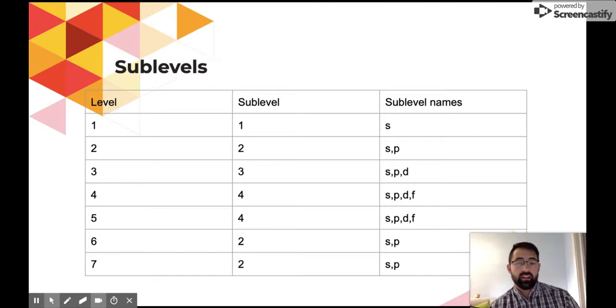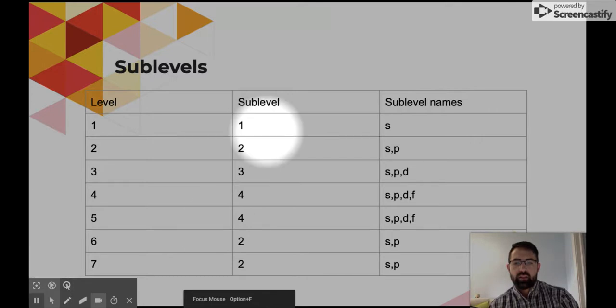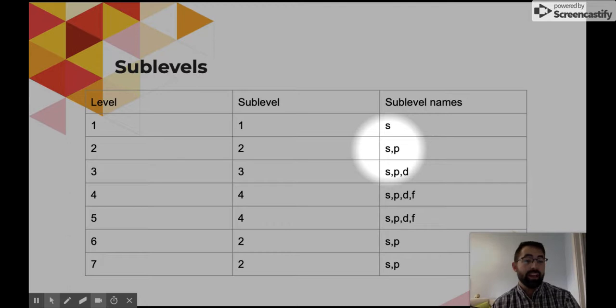Main point being here, there are 7 levels that electrons can be found at, and the sublevels. Level 1, the first level where electrons can be found, has one sublevel named S. Level 2 has 2 sublevels named S and P, and so forth. Each level up until the 5th level adds one more sublevel, and then that's as big as they get. And we'll come back to those in just a moment.